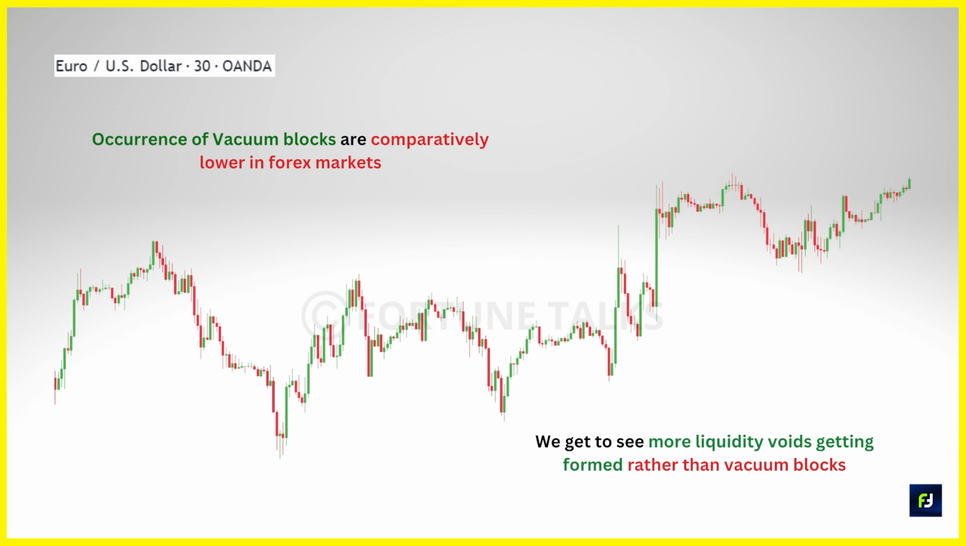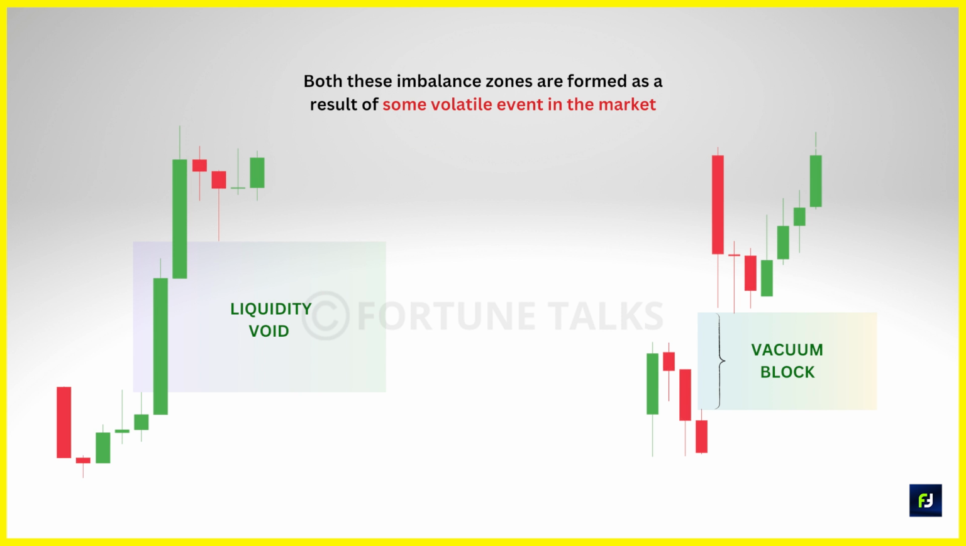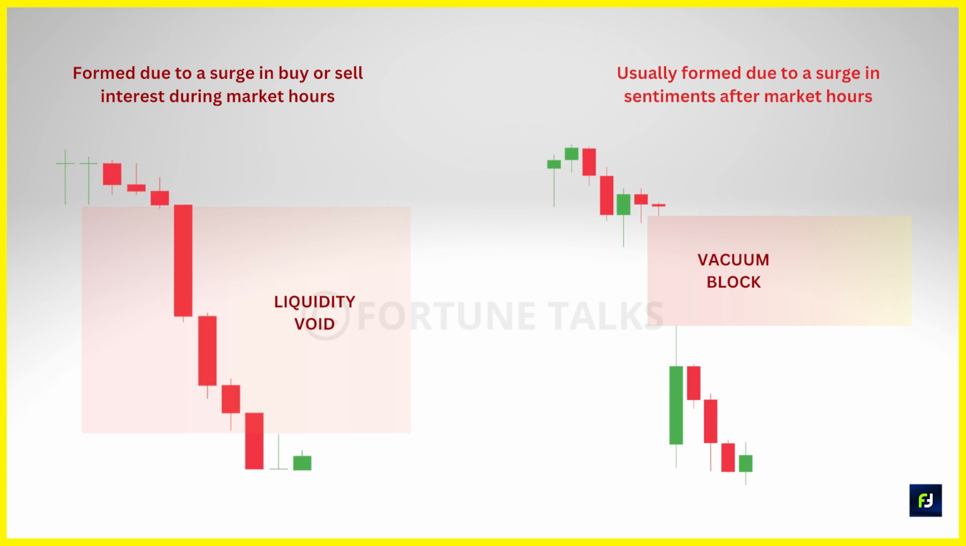This is another area where liquidity voids and vacuum blocks are related. Both these areas are formed as a result of some volatile event in the market. Usually, these are related to some news that induces a lot of buying or selling. This increased number of buy or sell orders at any given prices will result in price skipping certain price levels, resulting in a vacuum block in case there is a time delay between the market close and the market open.